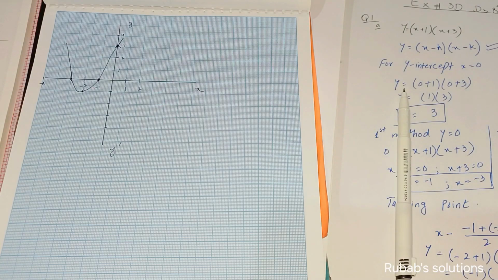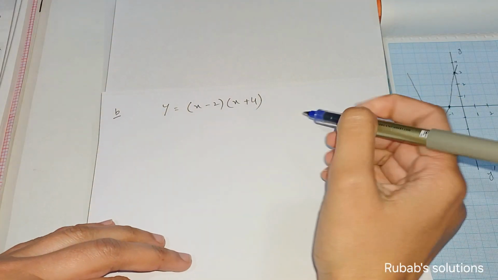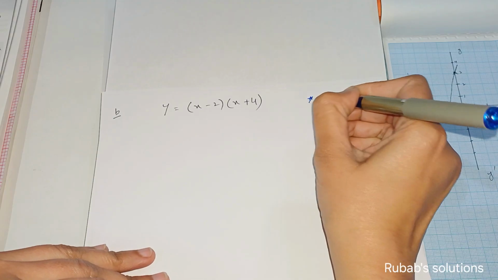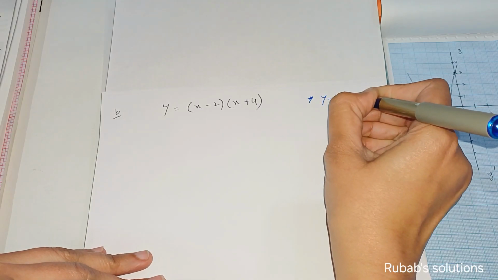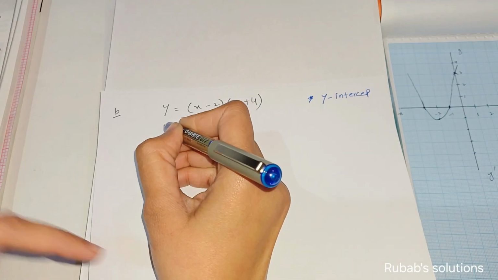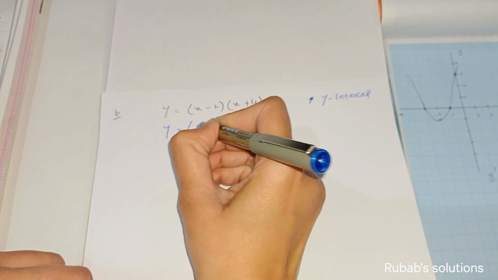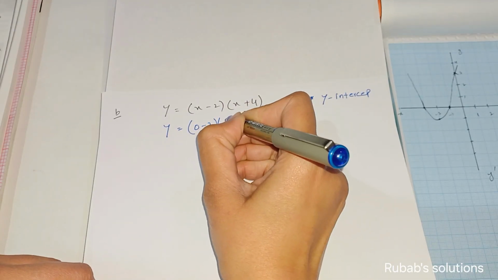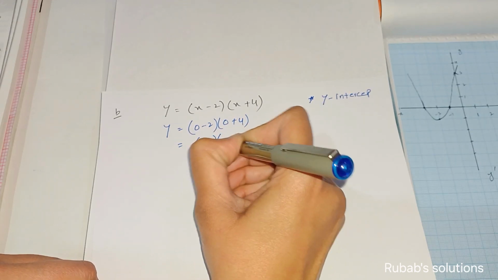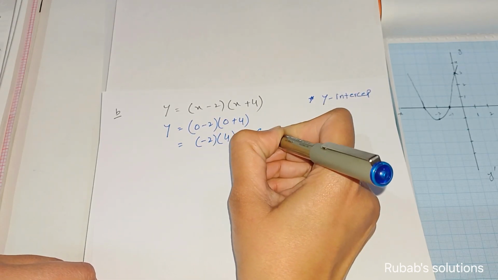Moving towards part 2, let's see what they are saying in part 2. Part 2 is (x minus 2)(x plus 4). First of all, we have to find the y-intercept. For the y-intercept I have to put x equal to 0, so it will be 0 minus 2 and 0 plus 4. So from here it is -2 times 4, the answer is -8.